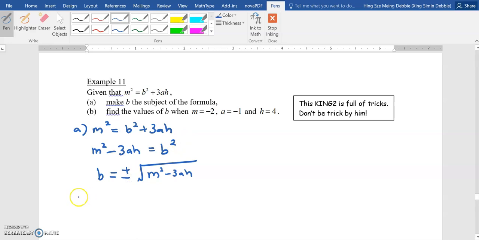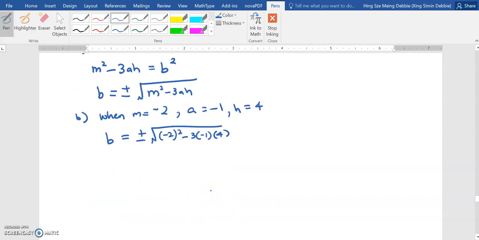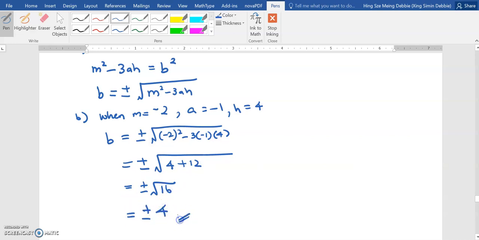Now in part B, find the values of b when m equals negative 2, a equals negative 1, and h equals 4. b will be plus minus square root of negative 2 squared minus 3ah. Be very careful of your sign and the way you press your calculator, because this is negative 2 times negative 2 to give you 4. This is plus 12 to give you plus minus square root 16, and that leaves you with two answers, plus minus 4.